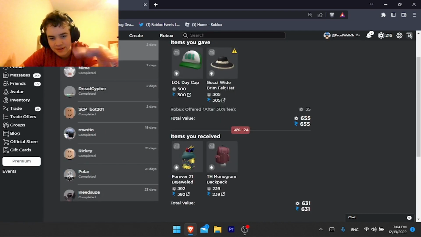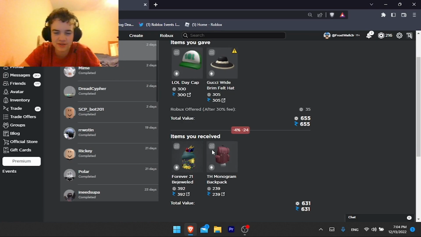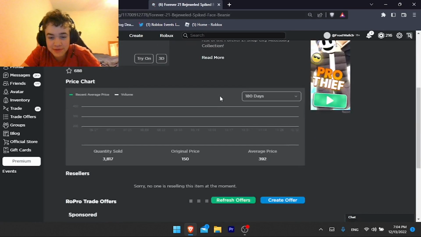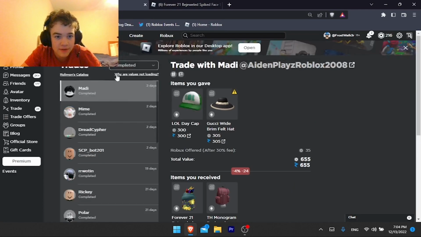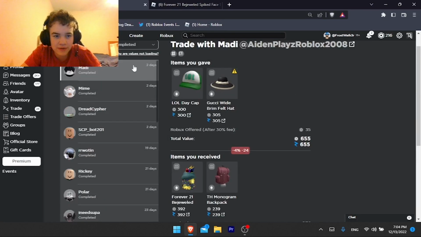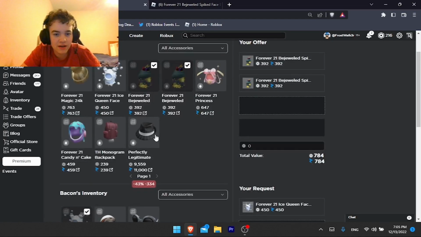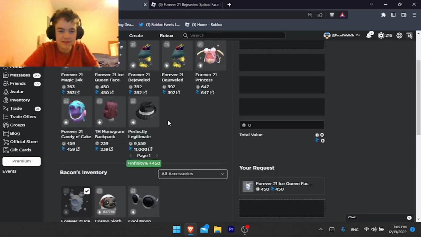I think it'd be worth the whatever 4% I gave, like the 24 Robux I lost in trade. I think it'd be very worth it. The Bejeweled is going to do well, and might not be soon, but it will happen. So this is my inventory right now for all of you curious ones. And yeah, I'll document this.